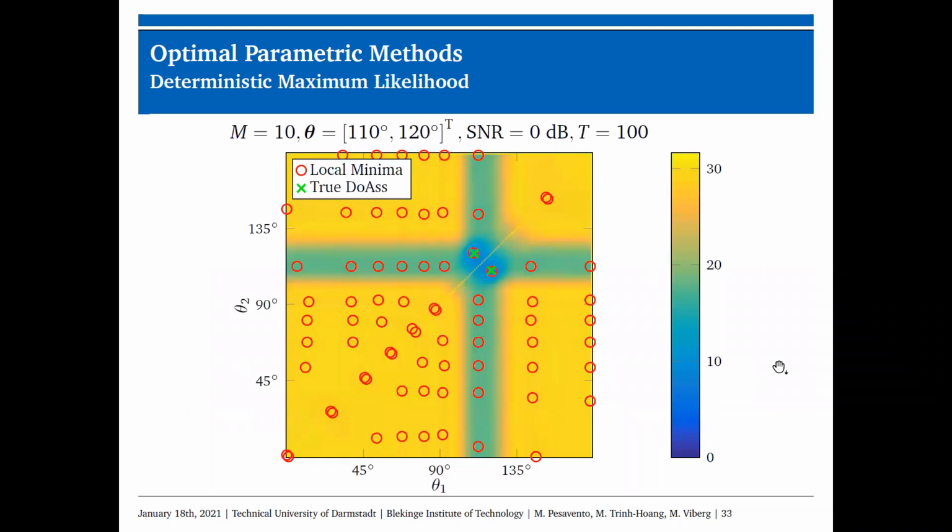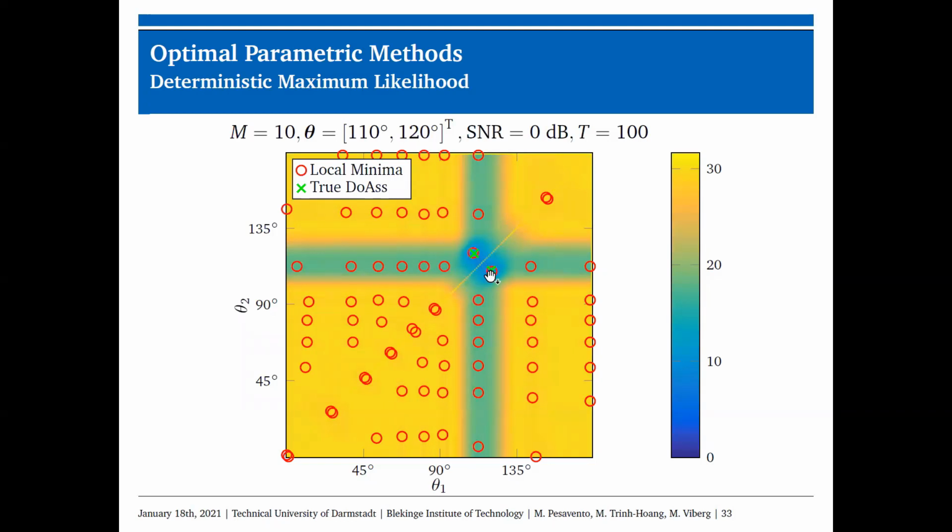So this plot gives an illustration of the deterministic maximum likelihood criterion function. In this case, the array is a 10-element standard uniform linear array, and the true DOAs are 10 degrees apart. The signal-to-noise ratio is 10 dB, the number of snapshots is 100. And the color indicates the value of the criterion function for different values of θ1 and θ2. And the plot is symmetric, as you can see, since the ordering of the parameters is irrelevant. Each circle in the plot is a local minimum.